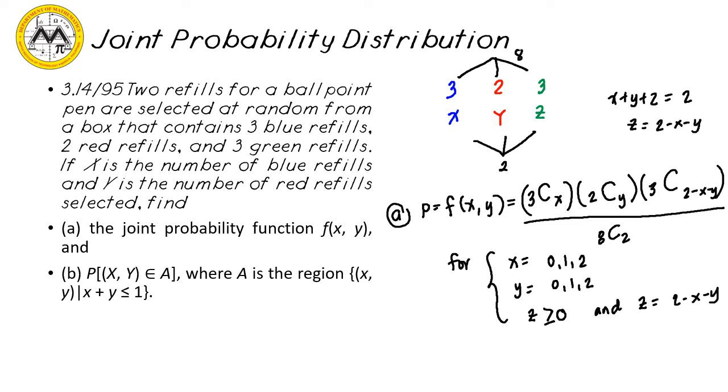For the next one, we're going to have the probability such that x plus y is less than or equal to 1. So we can have x equal to 0, y equal to 0. We can have x equal to 0, y equal to 1. We can have x equal to 1 and y equal to 0. So we can have this one as P1, this is P2, and this is P3. We plug it in here and then add this probability. So it's up to you to simplify the result.